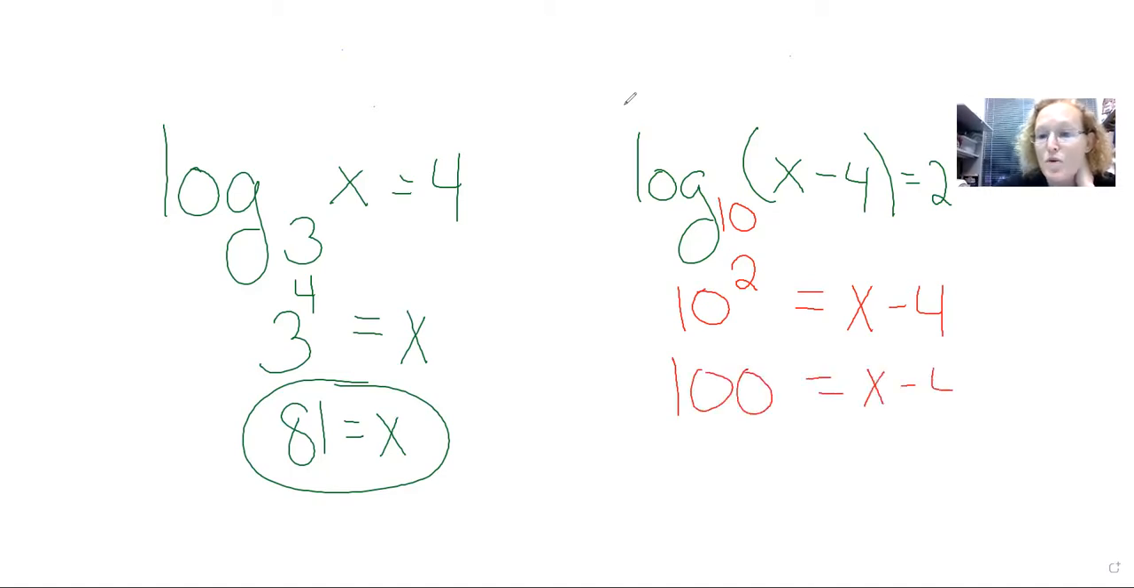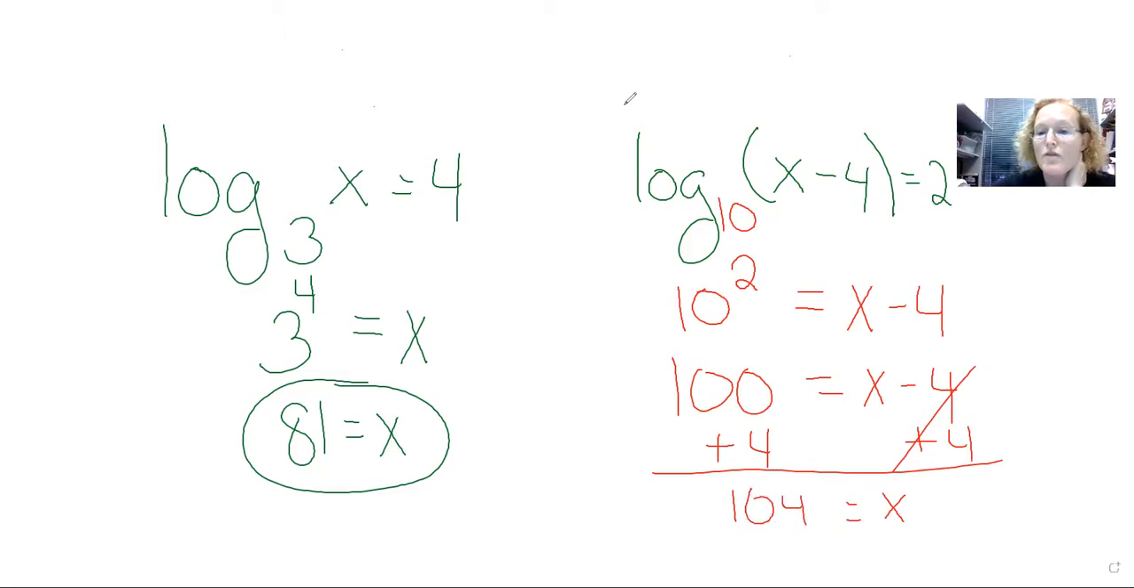100 equals x minus 4. Then remember, your goal is to solve for x, so you've got to get x by itself. The way to do that is to move that minus 4, by adding 4 to both sides. Those cancel, so what we get in this problem is 104 is equal to x. You'll notice over here you had to do maybe just a little bit more algebra, but it wasn't that bad.